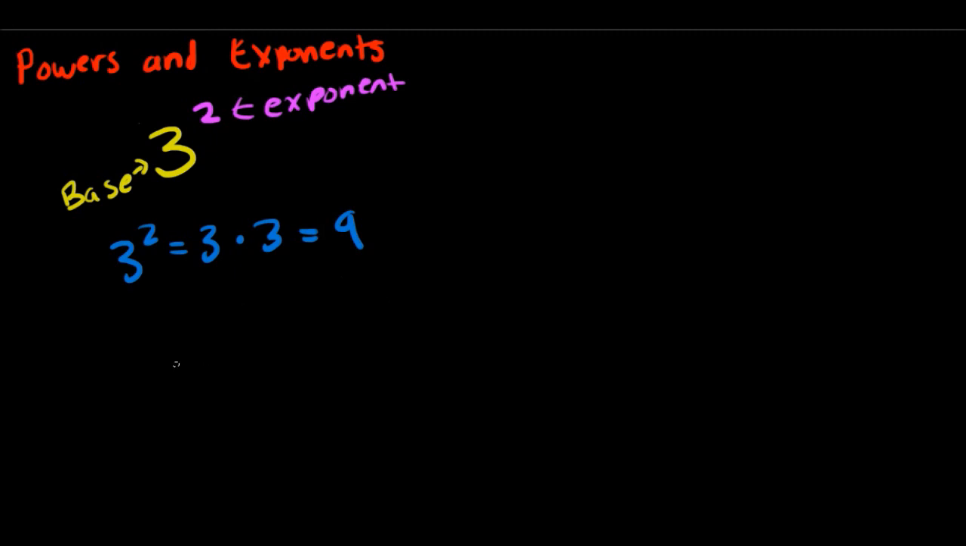Now let's look at another example. 3 to the power of 3. It's going to be the same thing, except this time it's going to be 3 times 3 times 3, which equals 27.